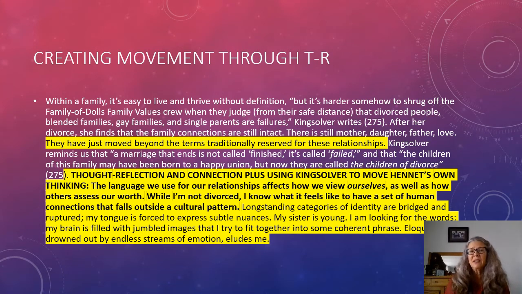We see that if you have read Hennet's full piece, you know why she is saying this, you know where it comes from. She's analyzing her own experience and her own scene and thinking and reflecting about it in relation to Kingsolver's ideas. She continues this paragraph with more thought and reflection. My tongue is forced to express subtle nuances. My sister is young. I am looking for the words. My brain is filled with jumbled images that I try to fit together into some coherent phrase.